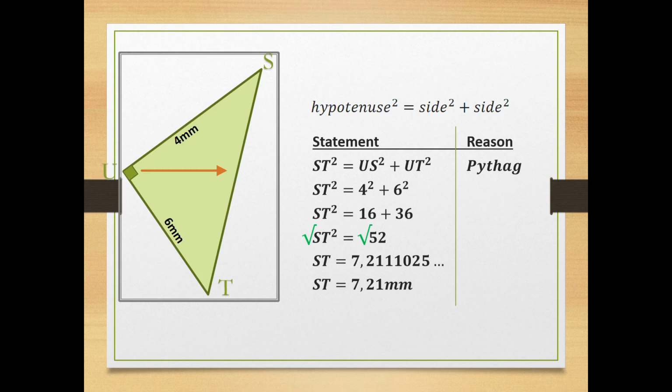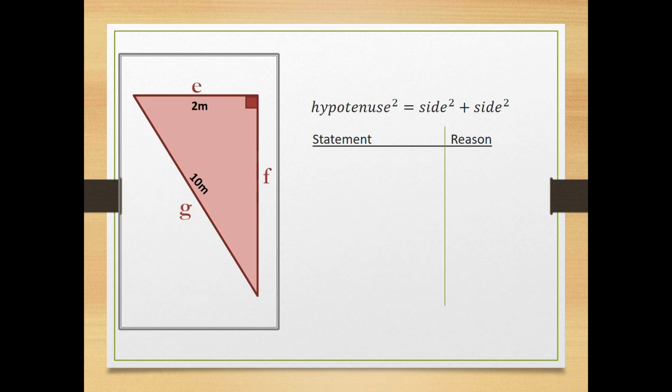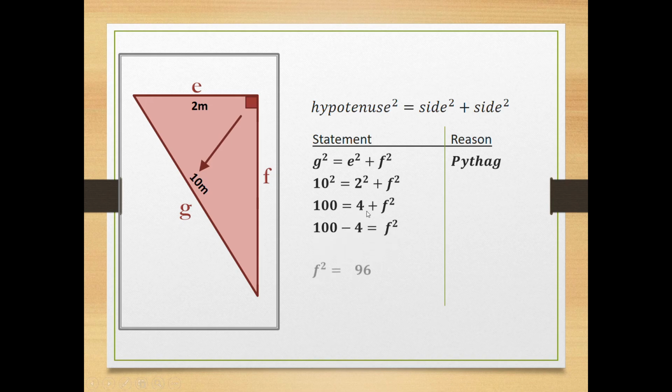Let's do an example where they give you the hypotenuse. So copy down the next example, example 2. Here they've given me my hypotenuse, which is 10 meters. They've also given me one of the short sides, so that's 2 meters. So if I write this as a statement, I'm going to say hypotenuse squared, so G squared equals E squared plus F squared. And then if I fill in the values I know, those will be them, so 10 squared and 2 squared, which will give me 104. And then I need to get F alone, so I'm just going to say 100 minus 4, which is going to give me 96. And then if I square root those, I'm going to get that.